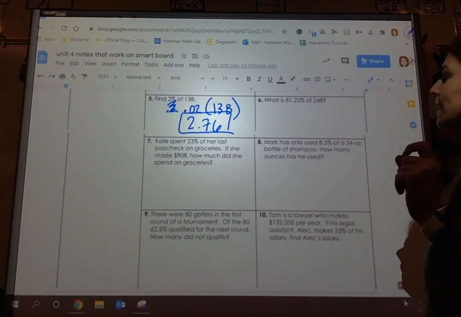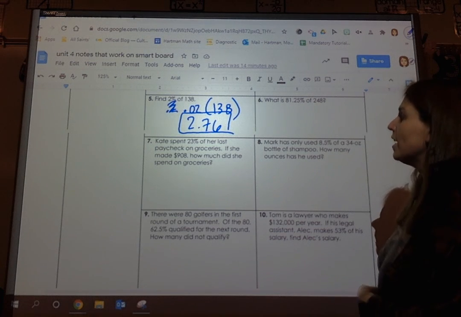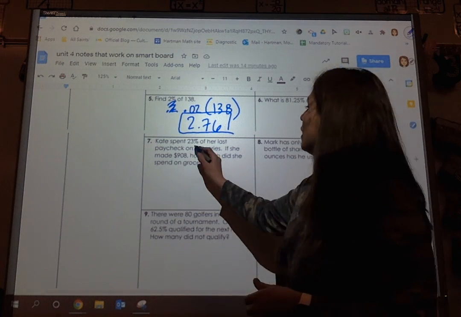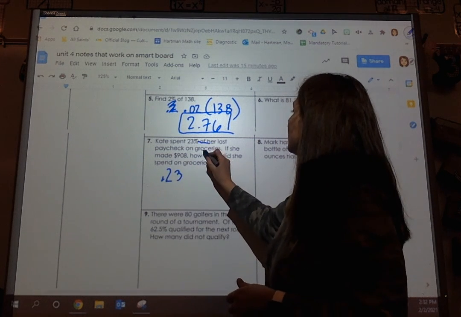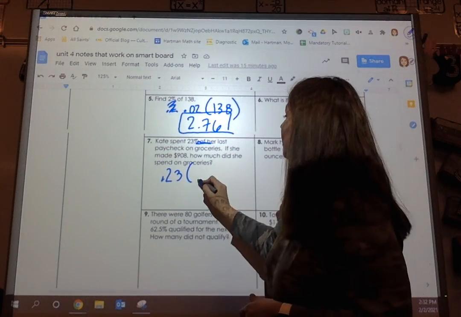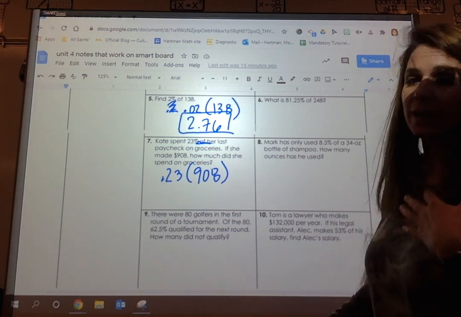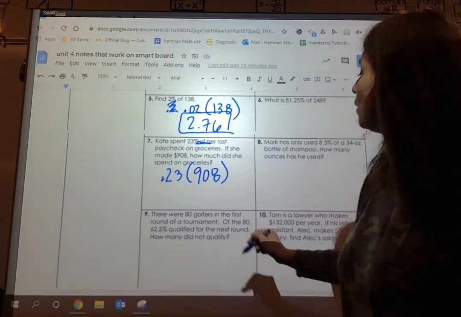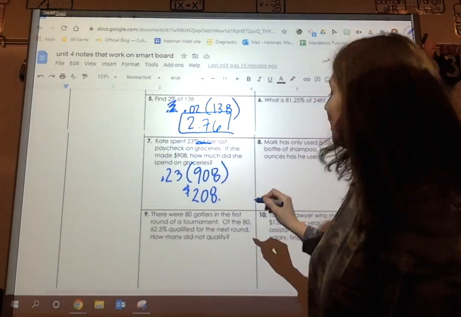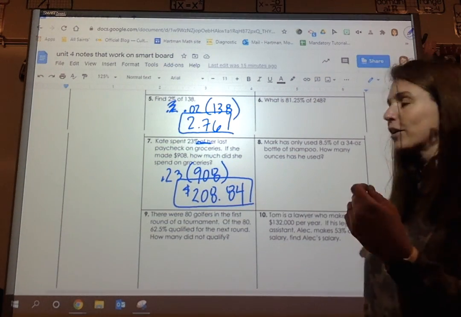Okay, look at number 7. It says, Kate spent 23% of her last paycheck on groceries. If she made $908, how much did she spend on groceries? Well, 23% of her last paycheck. Her last paycheck was $908. So 23% of 908, and that would give me $208.84. And you can use a calculator on this. That's why I am cheating by looking at the paper.